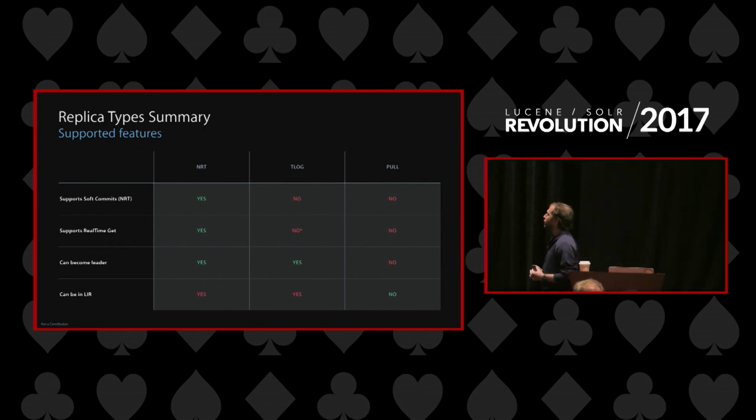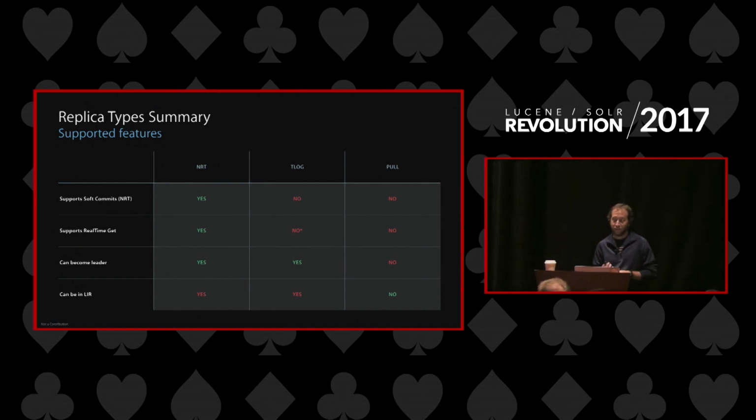So why do we have that asterisk there? It doesn't support real-time get as long as you're not the leader. If you're doing a real-time get to a TLOG replica that's the leader, it's going to support real-time get, and it's going to respond. And the pull replica does not support near real-time, does not support real-time get, cannot become the leader, and cannot go to a leader-initiated recovery. Okay?